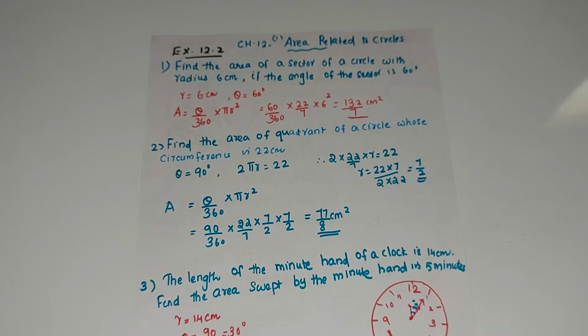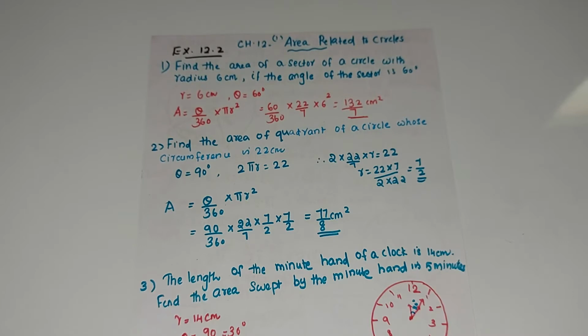Here theta is the angle made by the sector and r is the radius of that circle. So the area equals theta by 360 into pi r square. You substitute theta as 60, so 60 by 360 into 22 by 7 into 6 square. After simplification we will get 132 by 7 centimeter square.